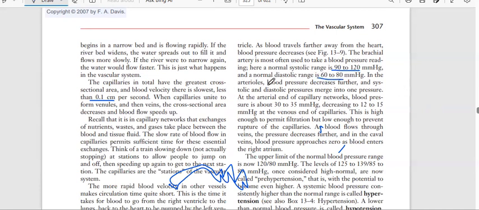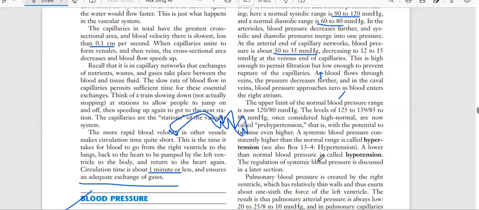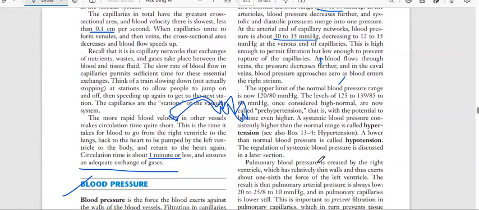In the arterioles, blood pressure decreases further. Systolic and diastolic pressure merge into one pressure at the arterial end of the capillary network. Blood pressure is about 30 to 35 mmHg, decreasing to 12 to 15 mmHg at the venous end of the capillaries. This is high enough to permit filtration, but low enough to prevent rupture of the capillaries. As blood flows through the veins, the pressure decreases further in the caval veins. Blood pressure approaches zero as the blood enters the right atrium.